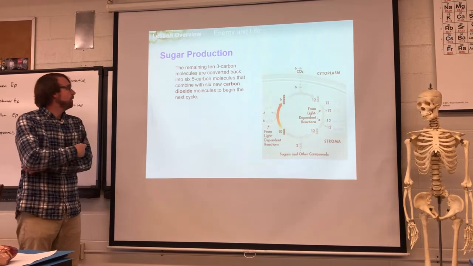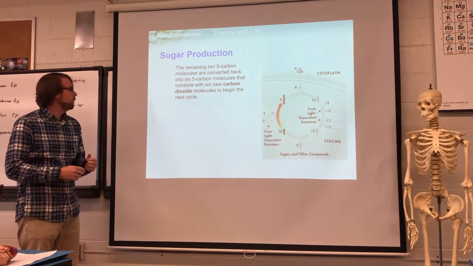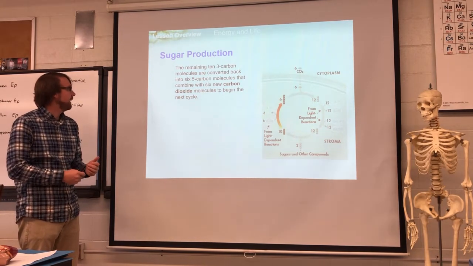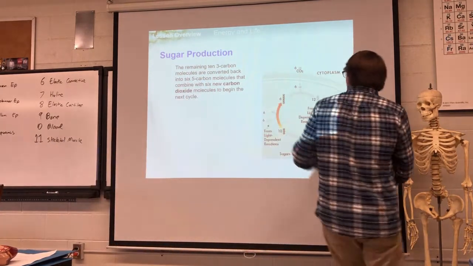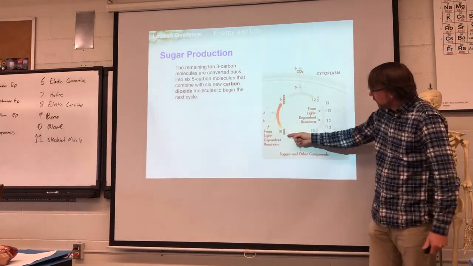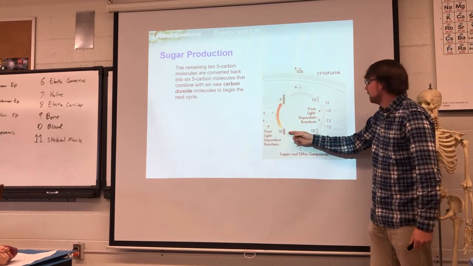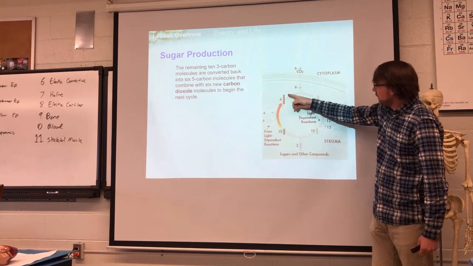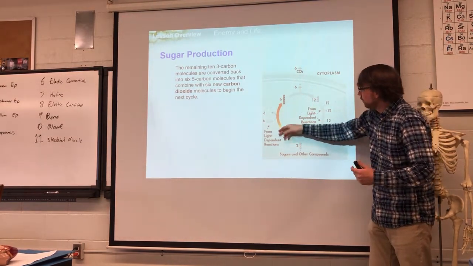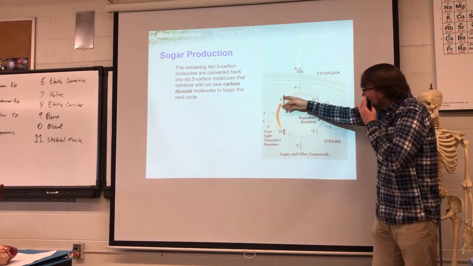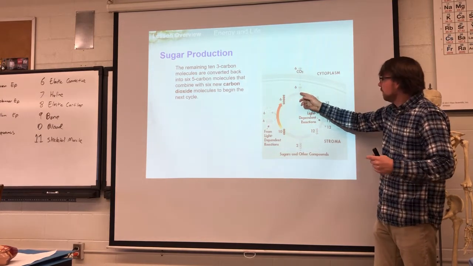The remaining 10 3-carbon molecules are converted back into 6 5-carbon molecules that combine with 6 new carbon dioxide molecules to begin the next cycle. So we're left with 10 3-carbon molecules because 2 went away. 10 times 3 is 30. That is the same as 6 times 5, which is also 30. So we are able to rearrange this and we're back to our starting point of 6 5-carbon molecules, which can combine with 6 CO2.